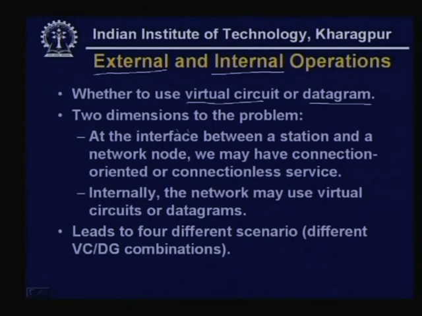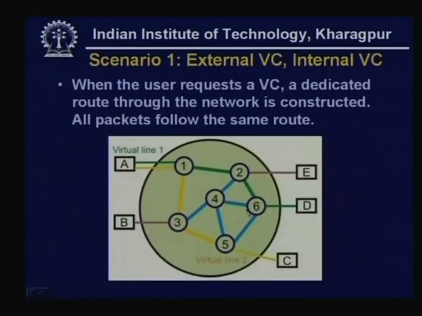So, there are 2 dimensions of the problem. At the interface between a station and a network node, we may have connection oriented or connectionless service. Internally, the network may use virtual circuits or datagrams. This will lead to 4 different scenarios. Let us explain each of them one after the other. The first one is external VC and internal VC. So, in both the cases it is virtual circuit.